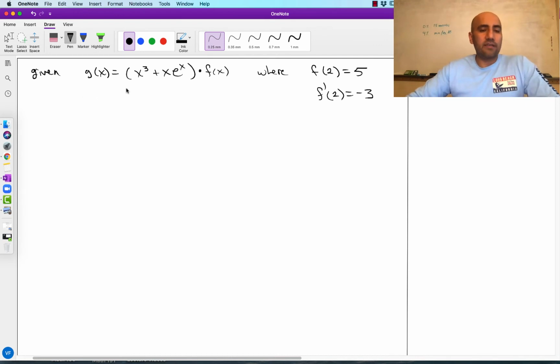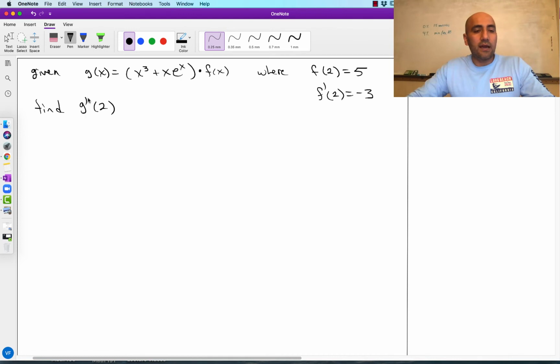Okay, so given g of x equals the product of x cubed plus x e to the x times f of x, where f of 2 equals 5 and f prime of 2 equals negative 3, find g prime of 2. Okay, so by giving you this information, that f prime of 2 exists, it's already implied that f of x must be differentiable, right? Because a derivative exists, or at least it's differentiable at 2. And that's what we're interested in.